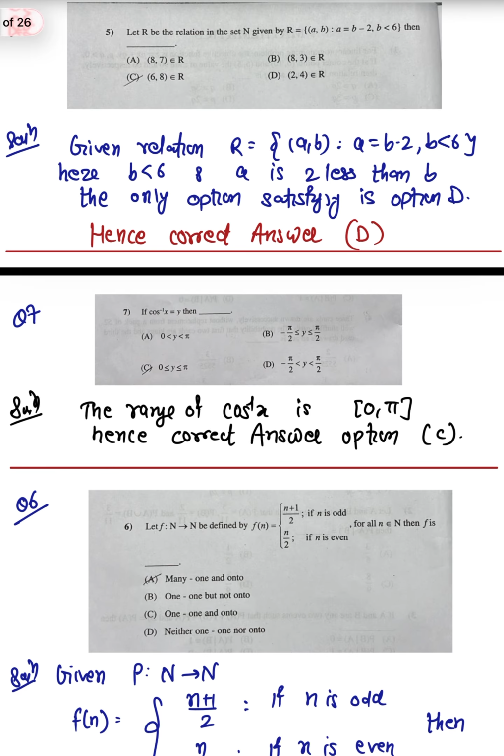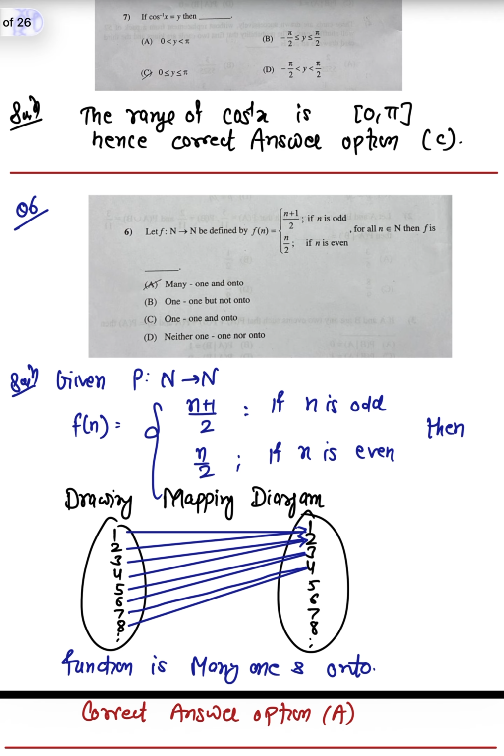Okay, the seventh one is easy. The range of cos inverse x is already defined. It is from 0 to pi. Correct.